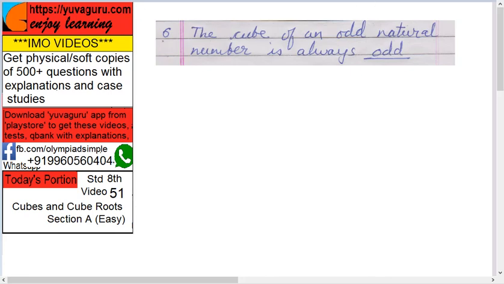See, this multiplication is a tougher part, but you'll have to do it. There is no option for this.